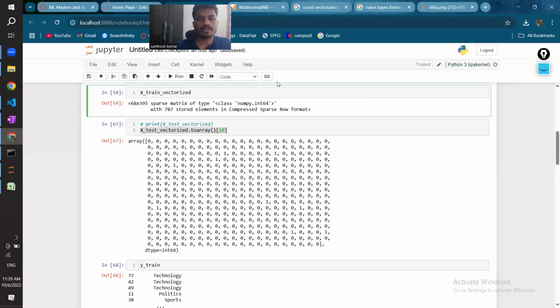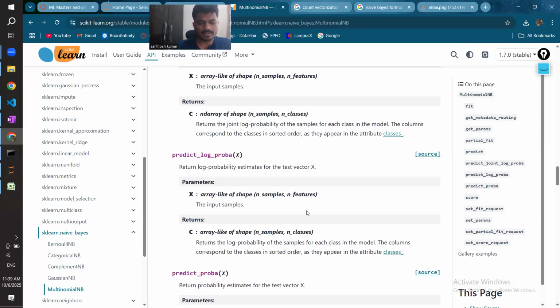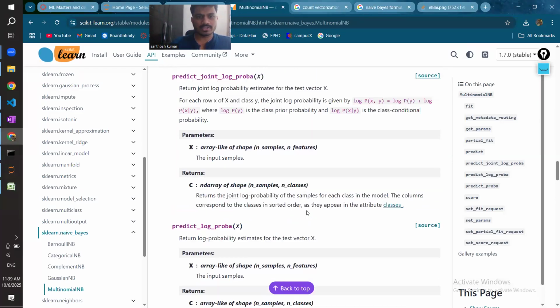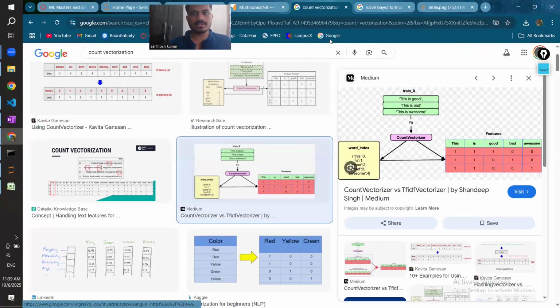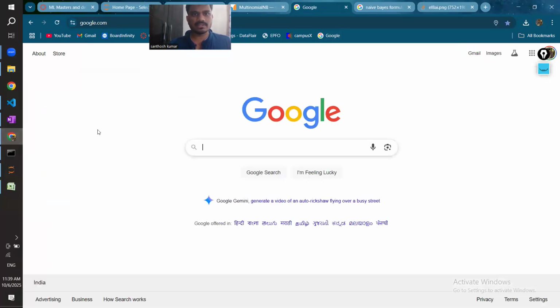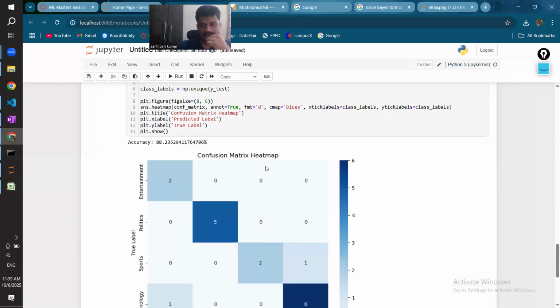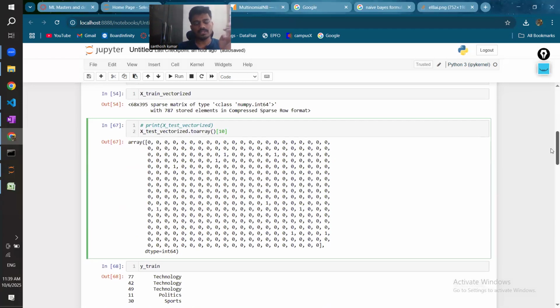Hyperparameter tuning is not much required over here. And count vectorizer, the basic thing is enough as of now. Mostly this is one example, but you can extend this to different datasets also.